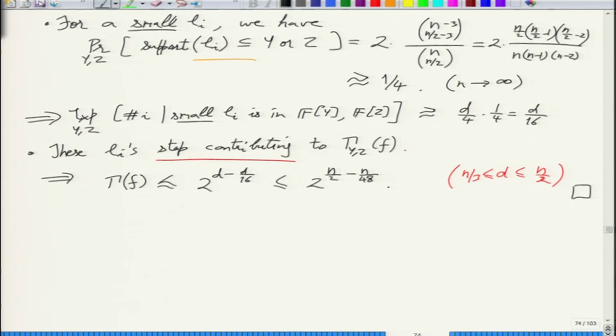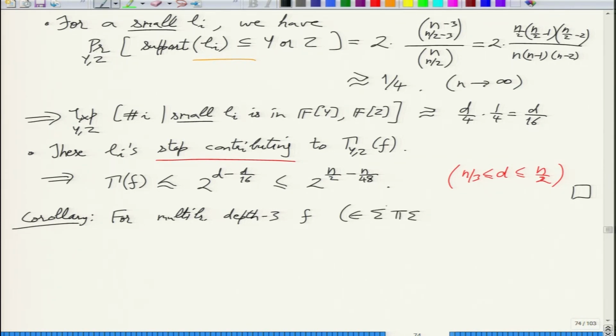Is that clear? Right, so we can write a corollary here that for a multilinear depth 3 circuit F with S product gates, so let us just use sigma pi sigma, where the top fan-in is S. For this, with high probability, the measure is at most S times this.